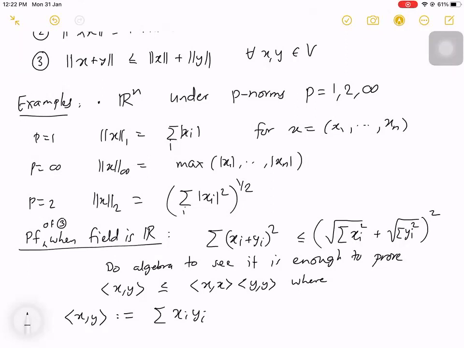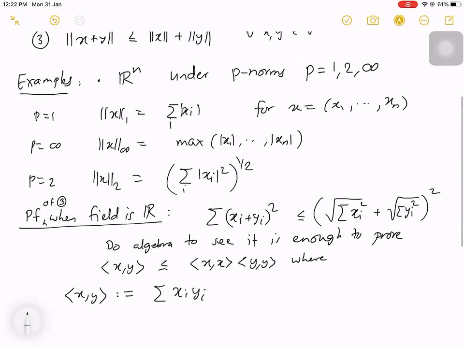All right. So this is an important thing. I'm doing this for real numbers, but I'm going to ask you to do this over complex numbers. All right. So this is an interesting thing. So what kind of gadget is this? So notice. So do algebra to see. So this is the thing that we really need to prove, and that's your Cauchy-Schwarz.